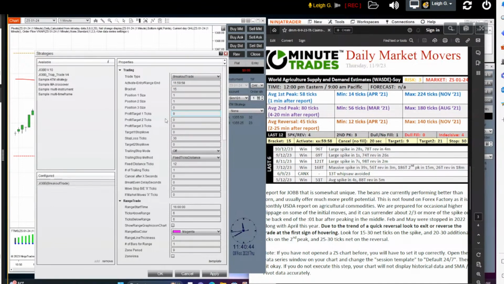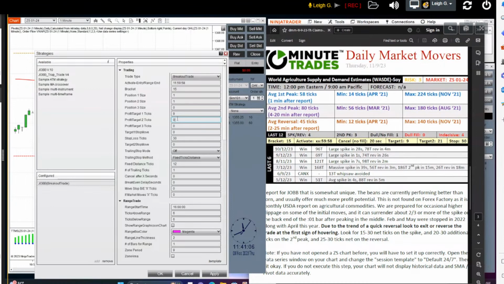And then if you're going to trade 2 contracts, 2 positions, you have to decide what you want to do for your second target. When you see that there's big movements in WASDE, but we also know there can be reversals, there can be slippage, you have to make a decision what that second target should be.